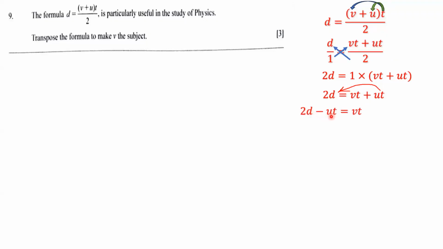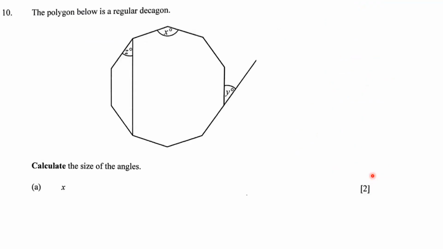2d minus ut, which is going to be equal to vt. And so we still want v to be by itself. We still want to isolate v. So we're going to divide both sides by t because we're going to get rid of that t. We cancel this with that. So we're left with v is equal to 2d minus ut all over t. And so we just switch it and write it a different way, which is v is equal to 2d minus ut all over t. And that's how we find the value of v. Or rather, that's how we make v the subject of this equation. Let's move on to the next question.